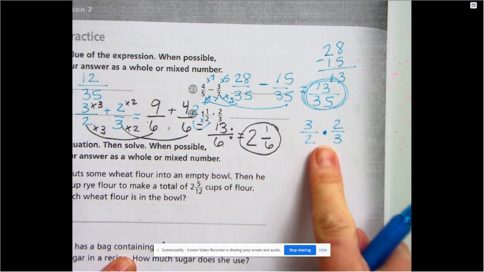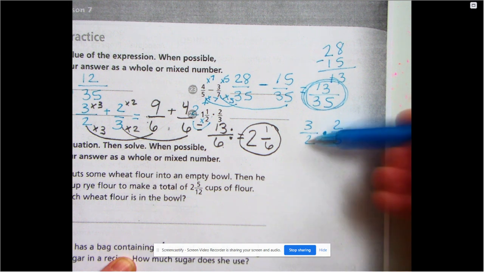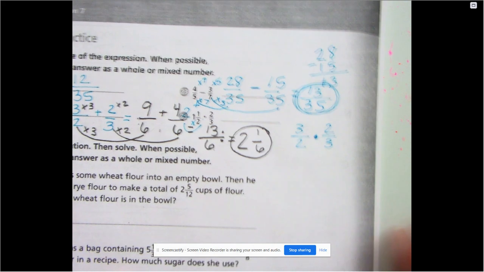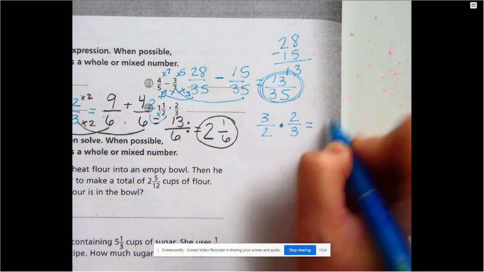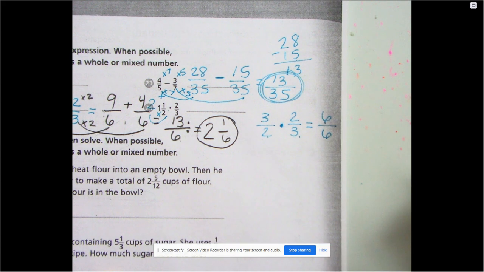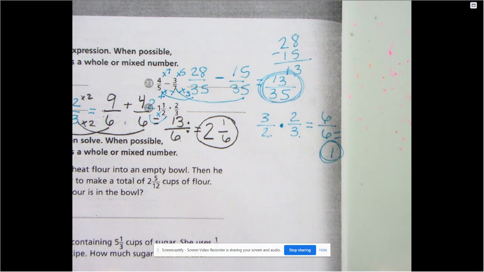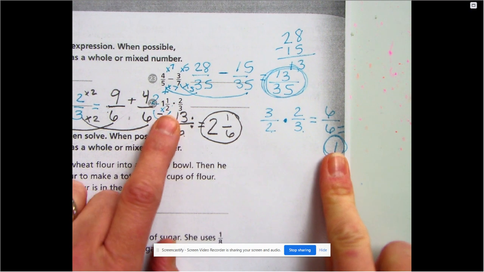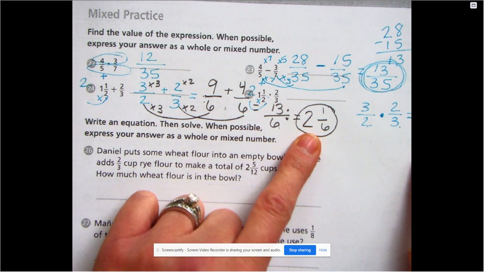Now this is multiplying, so we know that we multiply the numerators, we multiply the denominators. If you see those connections, which I do, you may simplify. If you don't like that way of simplifying and seeing connections, you can just multiply across. 3 times 2 is 6, 2 times 3 is 6, and we know that 6 over 6 equals 1 whole. So when I multiplied, I got a 1. When I added the same numbers, I got 2 and 1/6.